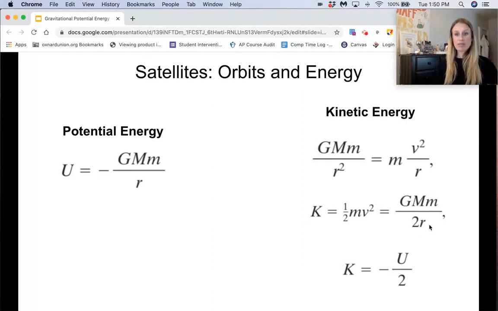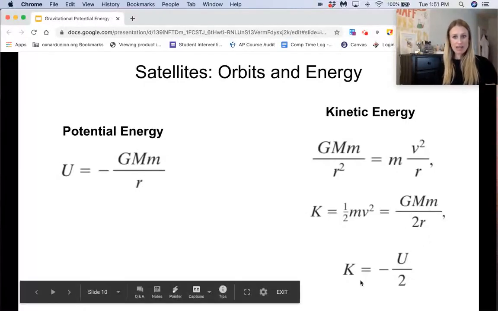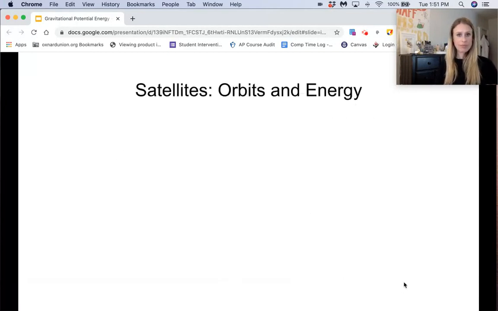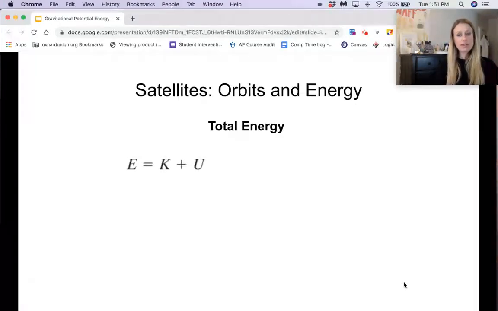Now, if we compare this equation with our potential energy equation, we can see here we have 2r in the denominator, and here we only have 1r, and of course potential energy is negative, and kinetic energy is positive. So what we end up getting is that kinetic energy is equal to negative potential energy divided by 2. Now, if we're looking at total energy of the system, we know that that's going to be kinetic energy plus potential energy.